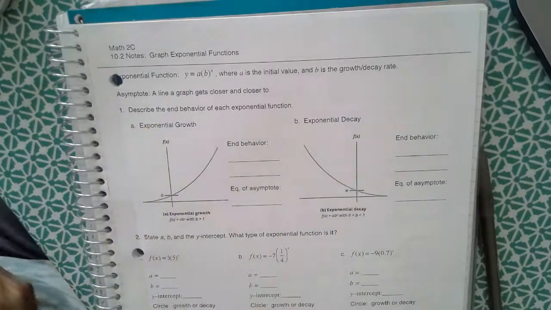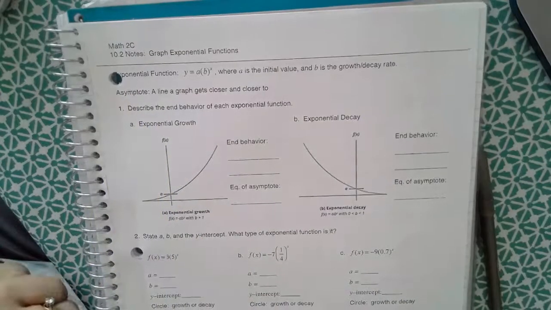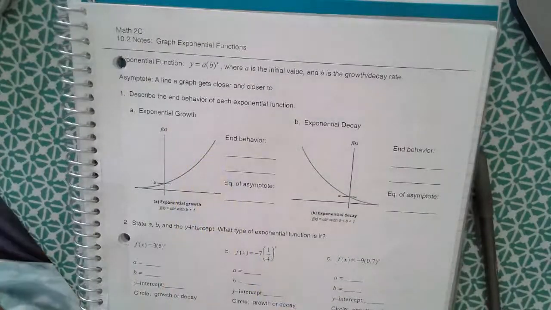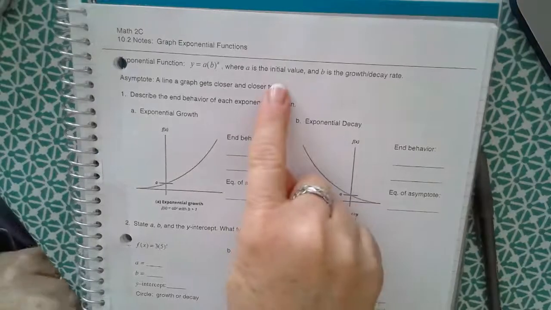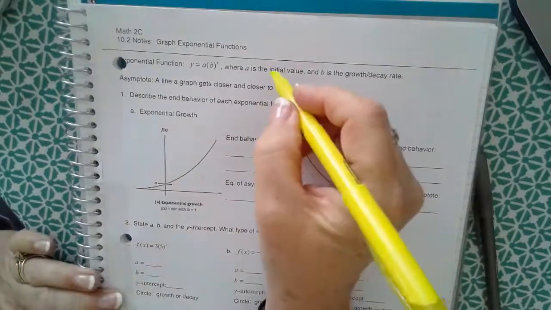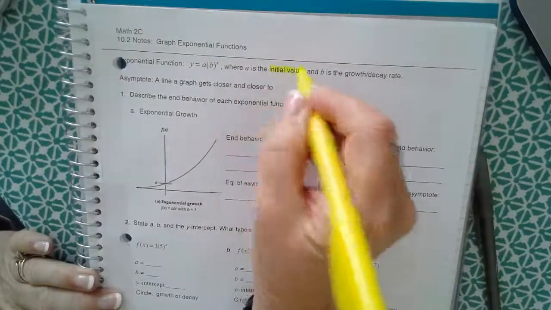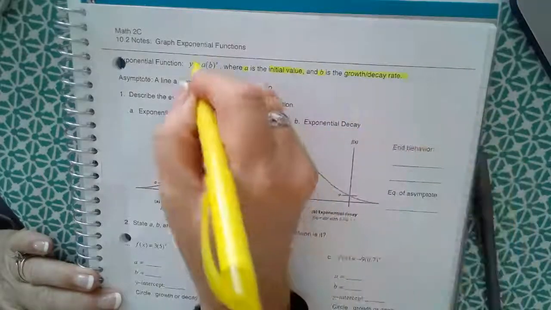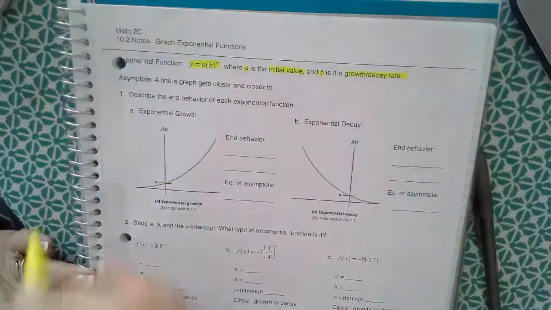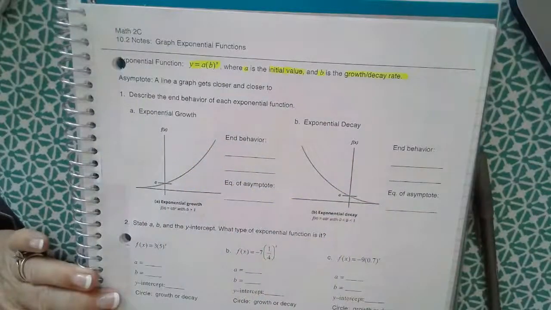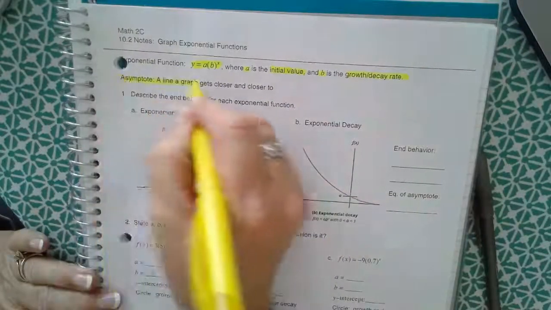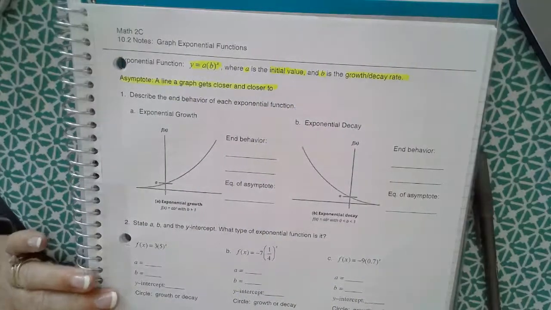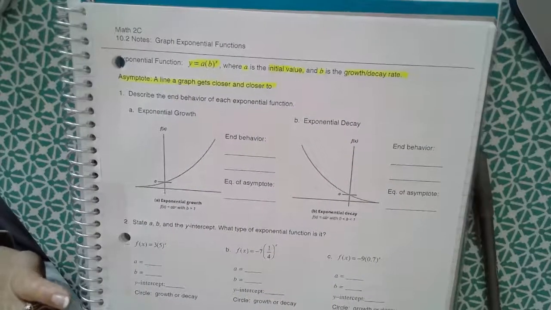So an exponential function is a function in the form of y equals a times b to the x, where a is the beginning value or the initial value, and b is the growth or decay rate. And then an asymptote is a line a graph gets closer and closer to. That's kind of the simplistic way of saying what an asymptote is. You're going to get closer and closer and closer to that, but you're never going to quite touch.